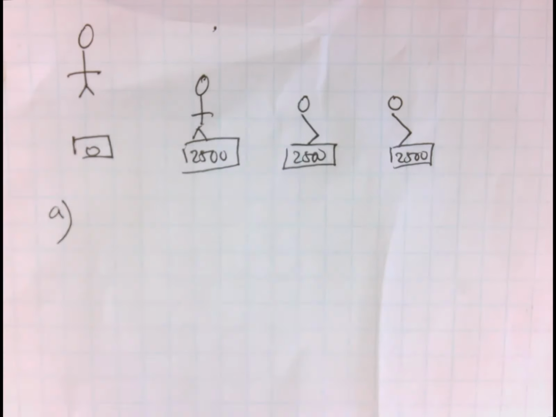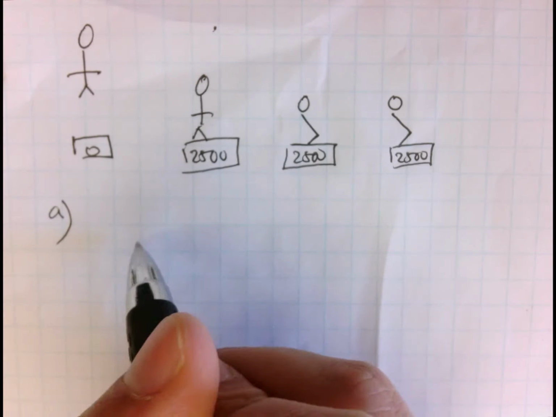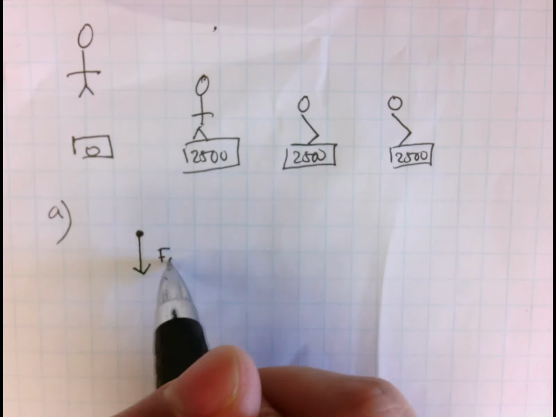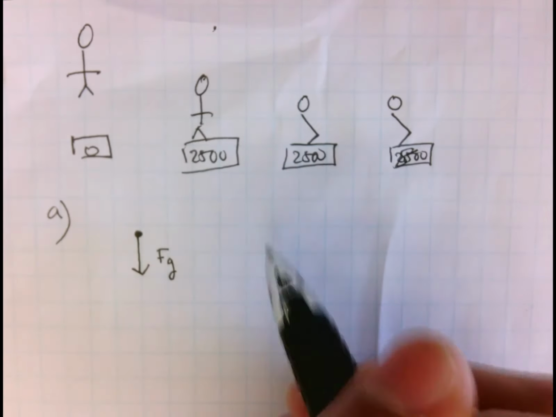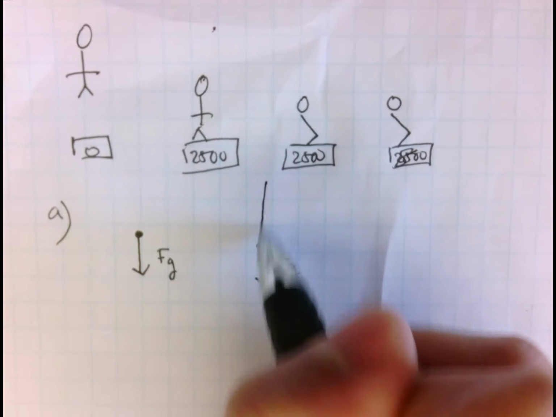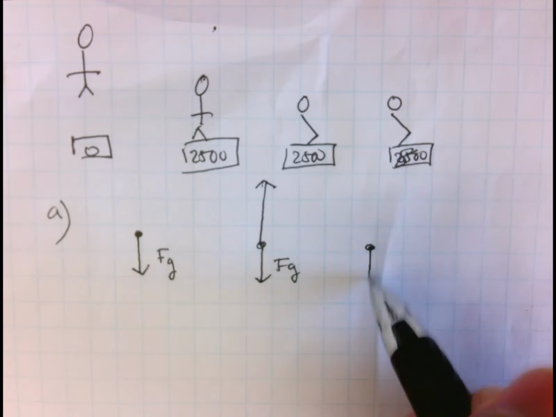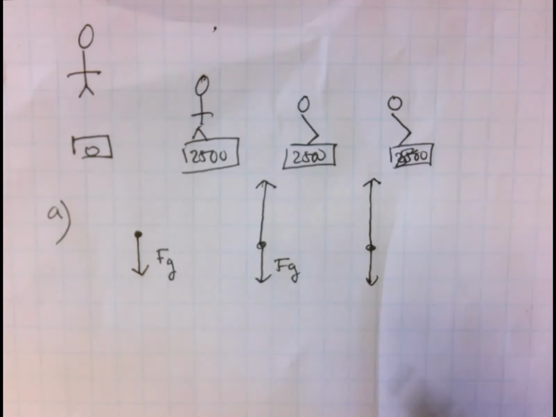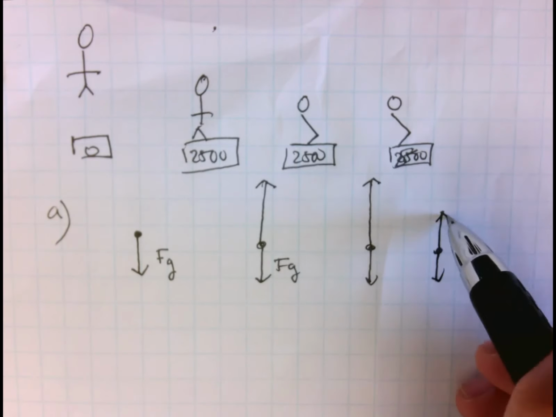So in the first situation where the person is free falling, we know that the only force acting on the person is the force of gravity. And in the second scenario, we know that there is now gravity and a normal force. And in the third scenario, there's also gravity and the normal force. And in the last scenario, there's gravity and also a normal force.